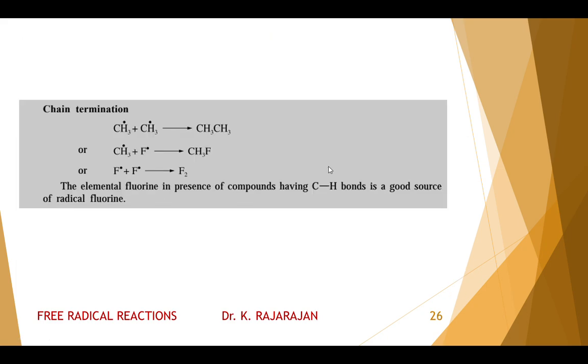And regarding the chain termination, when two free radicals combine together, they form a molecule. So here, when two methyl free radicals combine together, you will have an ethane molecule. When a methyl and fluorine free radical combine together, a molecule of methyl fluoride is formed. Or otherwise, when two fluorine free radicals combine together, you will have a fluorine molecule. So elemental fluorine in the presence of compounds having carbon-hydrogen bonds is a good source of radical fluorine.